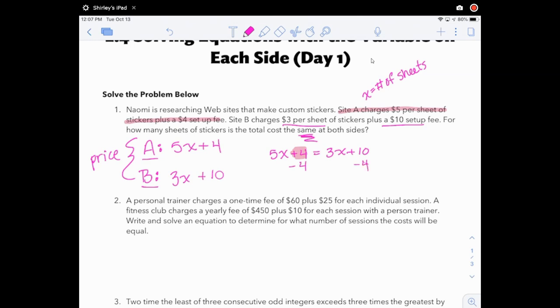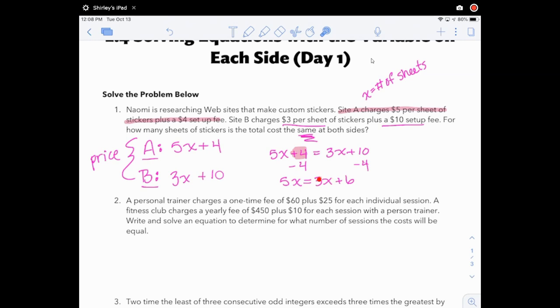So then on my left-hand side, bring my 5x down, equal to what I have on my right-hand side: 3x plus, what's 10 minus 4? 6. So once I move all of my constant terms, that's what those numbers are called, my constants, to one side, I move my variable terms to the other side. So I want to take this 3x and shift it over here.